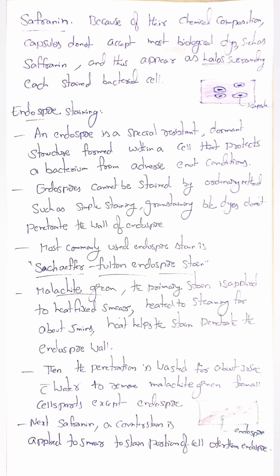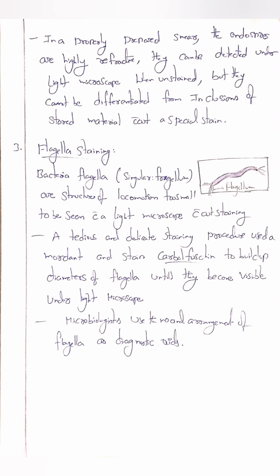Malachite green, the primary stain, is applied to the heat-fixed smear and heated to steaming for about 5 minutes. Heat helps the stain penetrate the endospore wall. Then the preparation is washed for about 30 seconds with water to remove the malachite green from all cell parts except the endospore. Next, safranin, a counterstain, is applied to the smear to stain the portion of cells other than the endospore. In a properly prepared smear, the endospores are highly refractive. They can be detected under a light microscope when unstained, but they cannot be differentiated from inclusions of stored materials without a special stain.